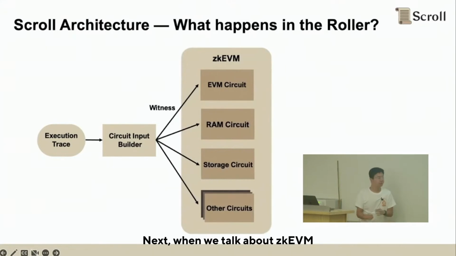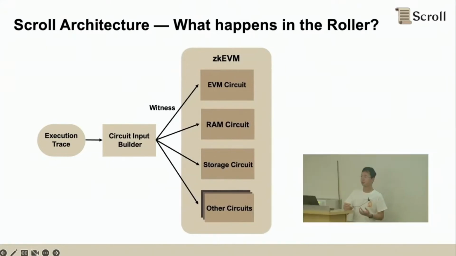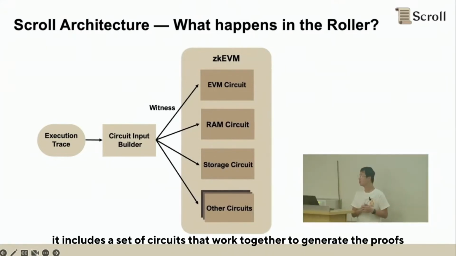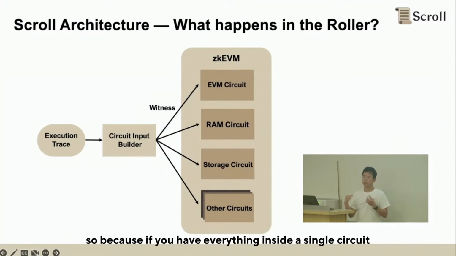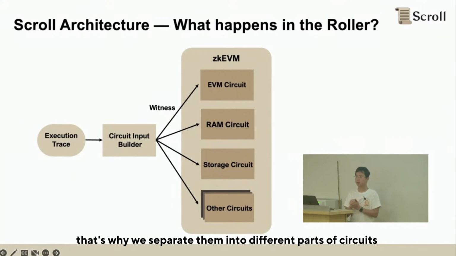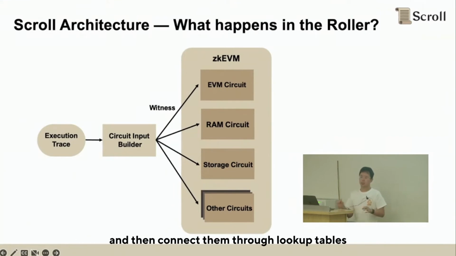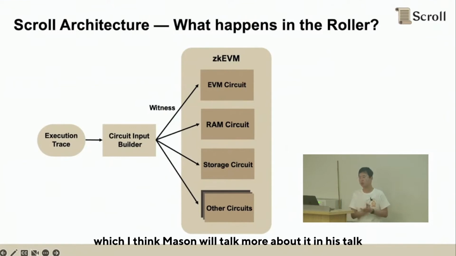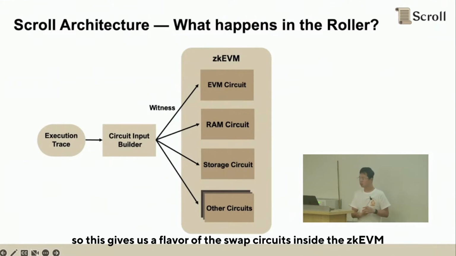And then next, when we talk about the zkEVM, actually it's not a single circuit. It includes a set of circuits that work together to generate the proofs. Because if you have everything inside a single circuit, it will lead to even greater overhead. So that's why we separate them into different circuits, and then connect them through some lookup tables, which I think Mason will talk more about in his talk. So this gives you some flavor of the circuits inside the zkEVM.